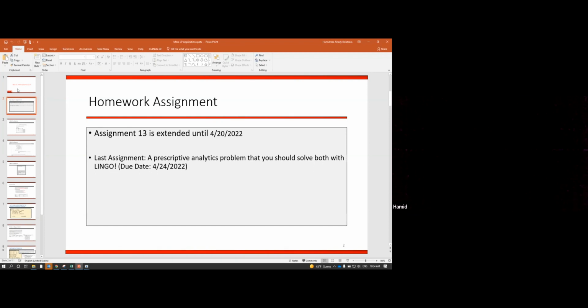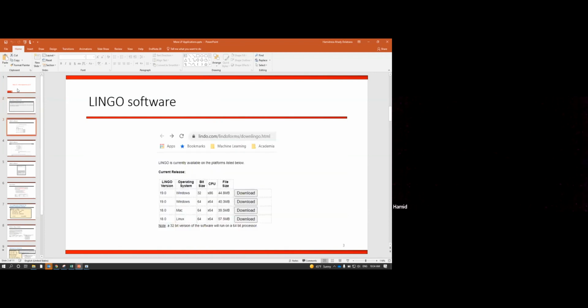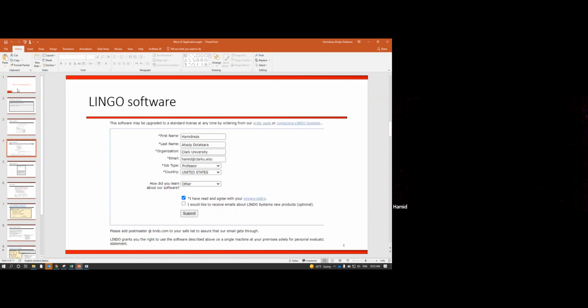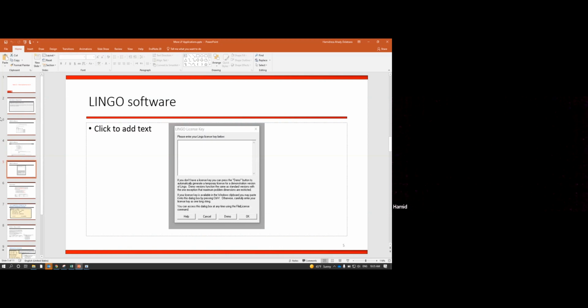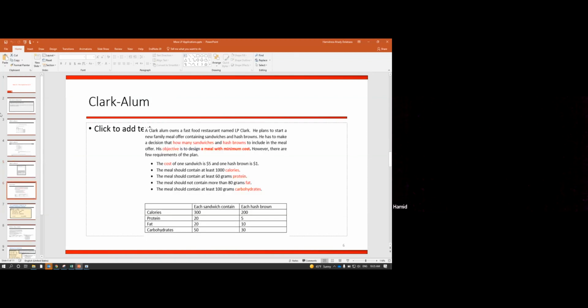But last time, I just showed you how to download and install Lingo. In case you forgot, just Google "download Lingo," and you can get either the Windows or Mac version, and you just need to provide some information. At the end, you just need to type demo within that text box and press OK. Yeah, you should click demo here, and then it will be available for you.